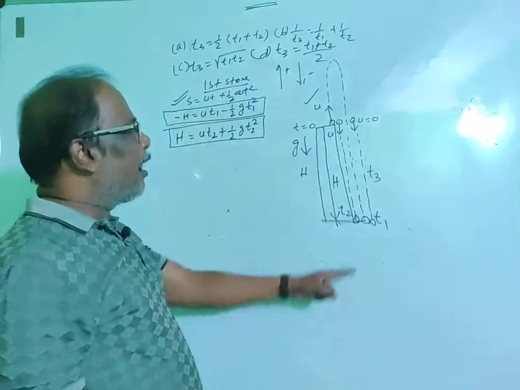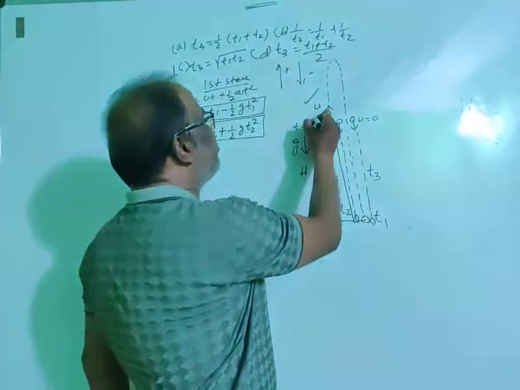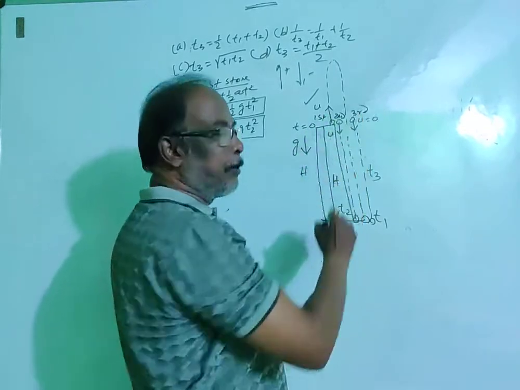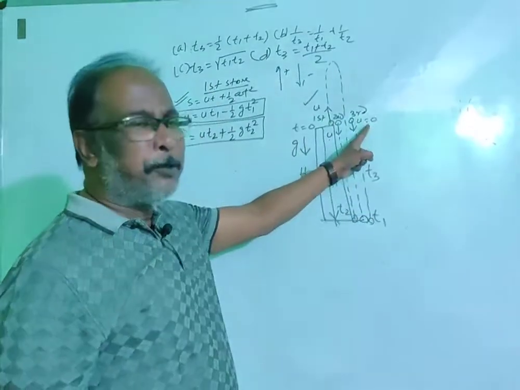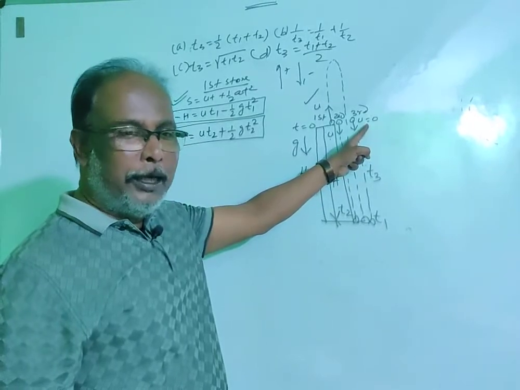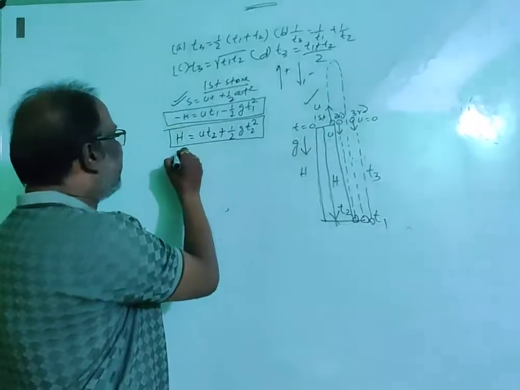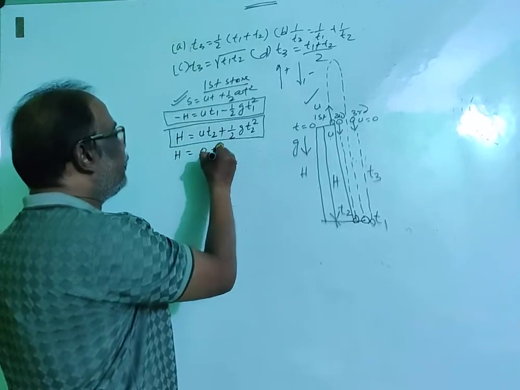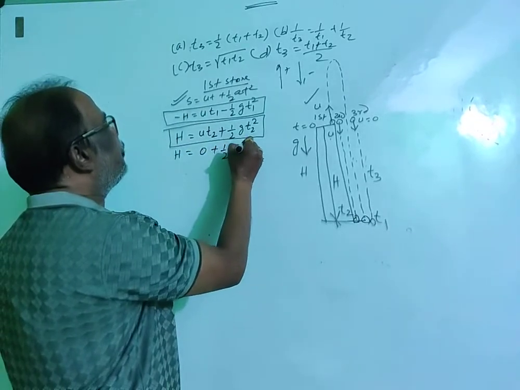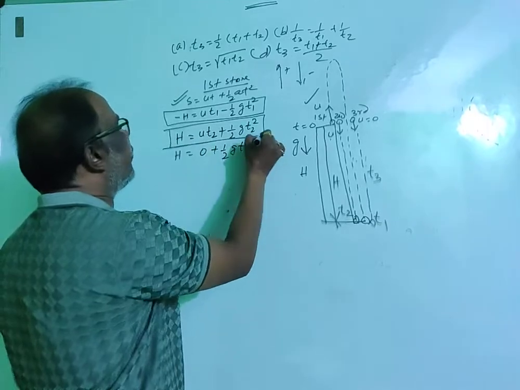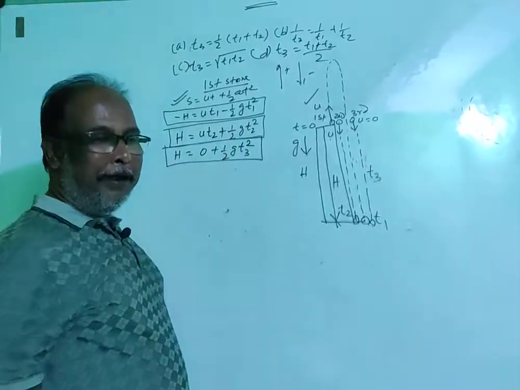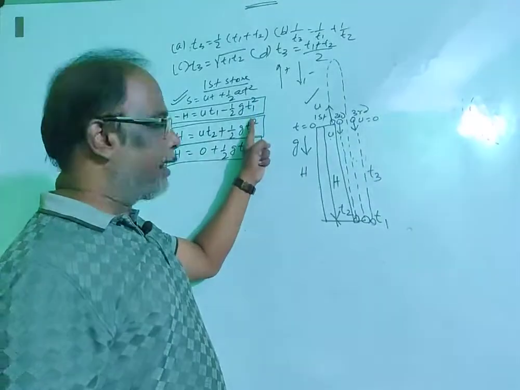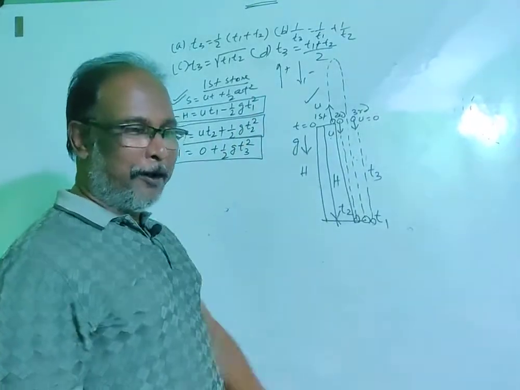Okay. For the third stone, this is the first stone, this is the second stone, this is the third stone. For the third stone, the initial velocity is 0, it is released from rest. Again the equation: h is equal to ut plus half g t3 square. Is it clear? This is for the first stone, this is for the second stone, this is for the third stone.